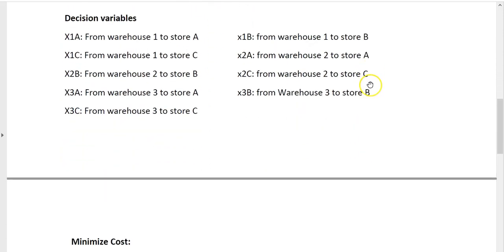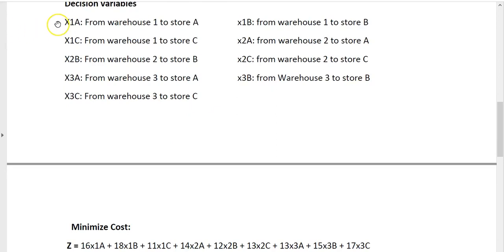Okay, so our decision variables are the number of TVs that go from each warehouse to each store. So 1A is from warehouse 1 to store A. We have 1A, 1B, 1C, 2A, 2B, 2C, 3A, 3B, and 3C. So there's 9 total.